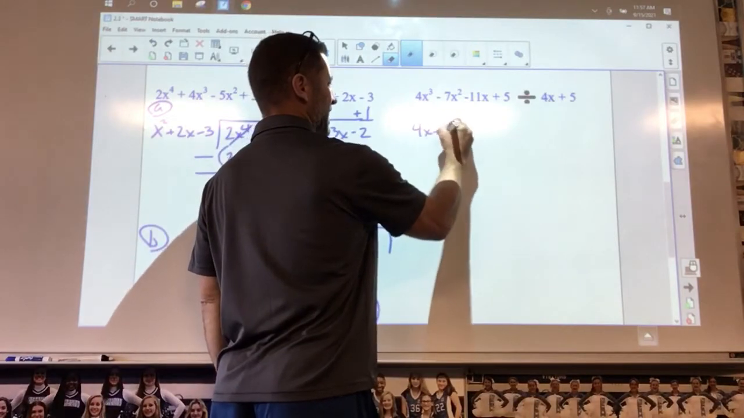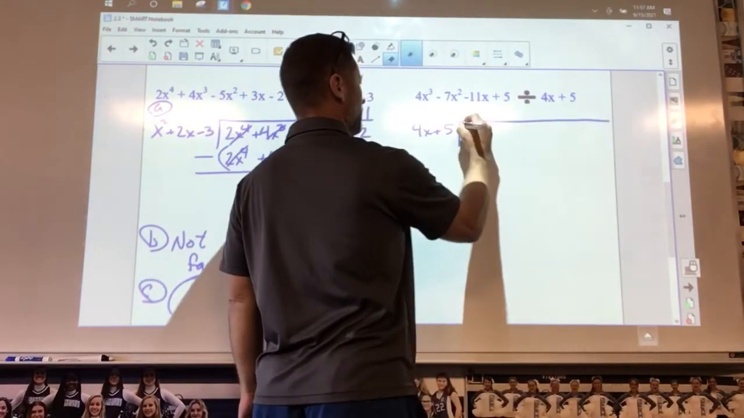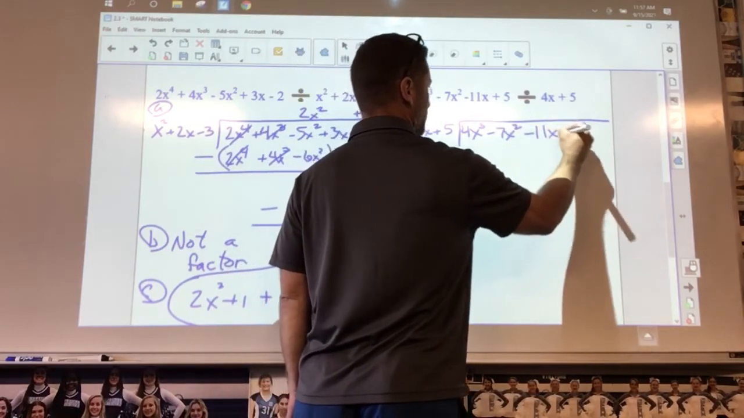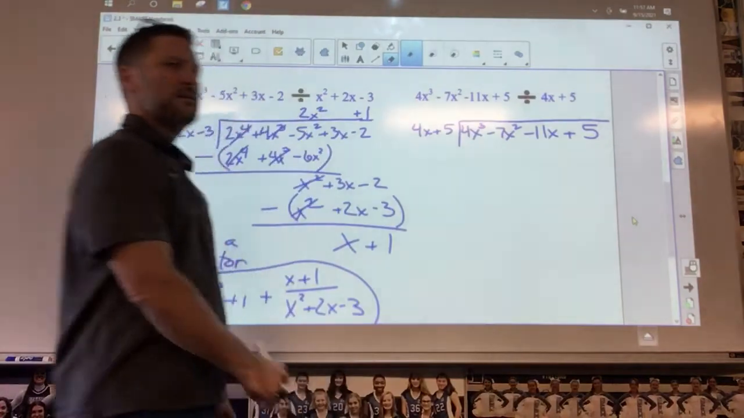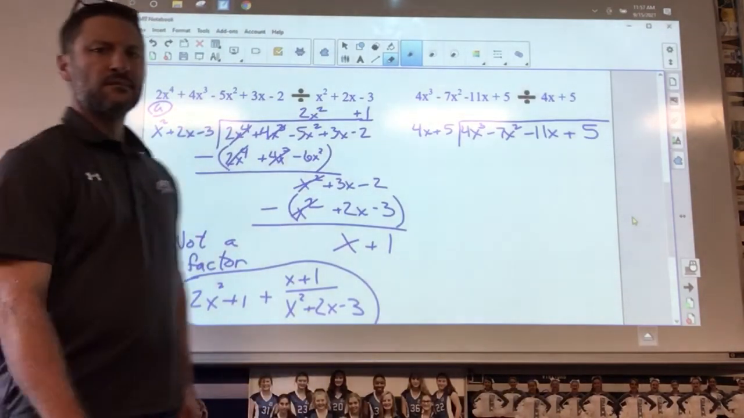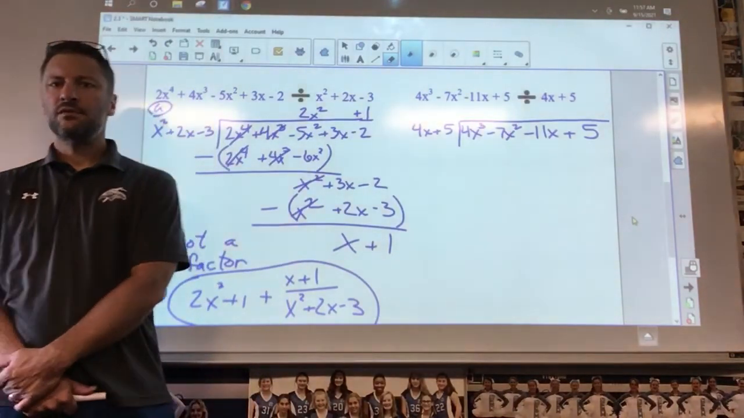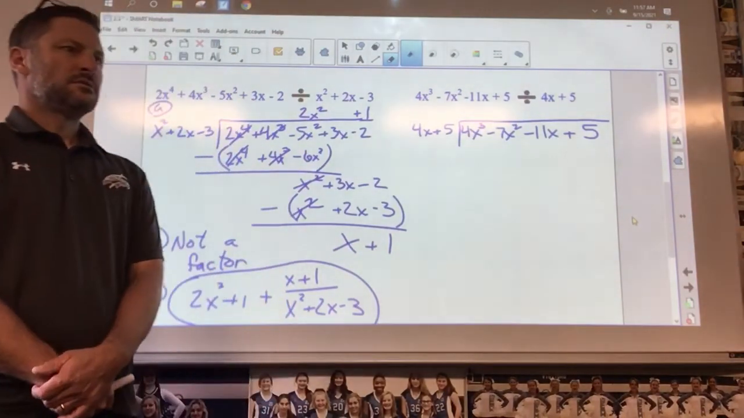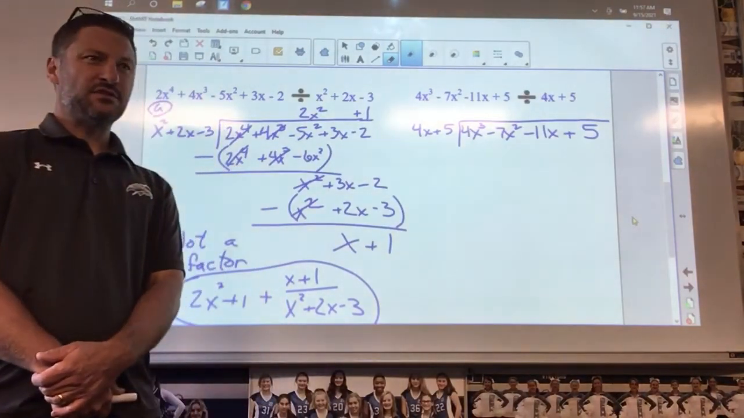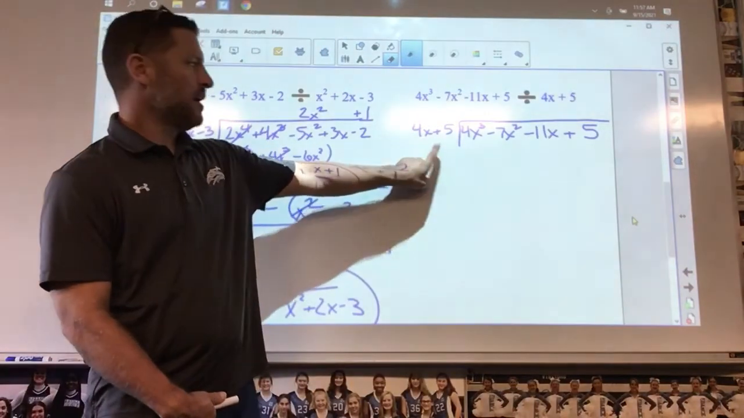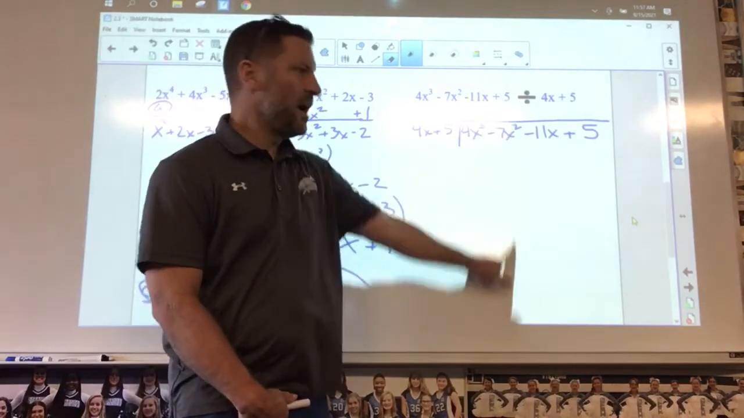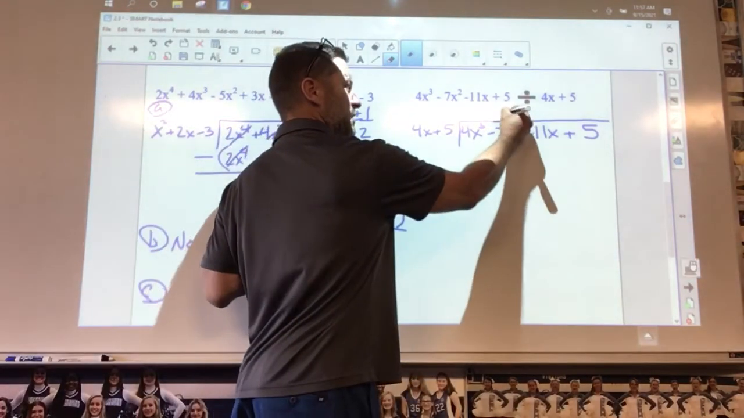4x plus 5 into 4x cubed minus 7x squared minus 11x plus 5. See if you can pick that first multiplier out and put it where it goes. I think this one works out evenly if I remember right. I'm not 100% sure. So I have 4x here, and I have 4x cubed here. What does it need? It needs x squared. It goes in the x squared column. So I put an x squared here.